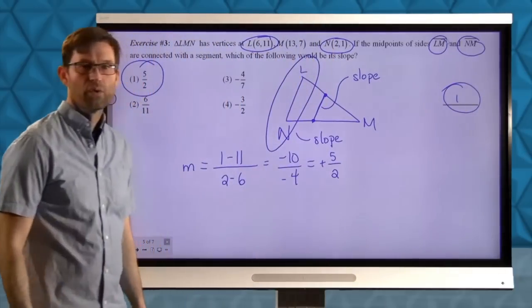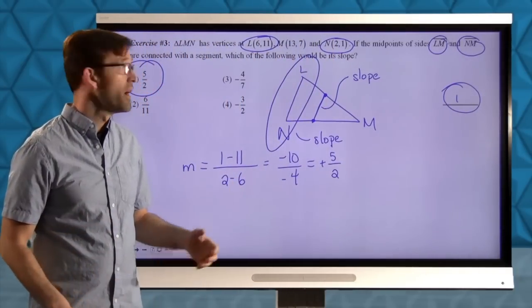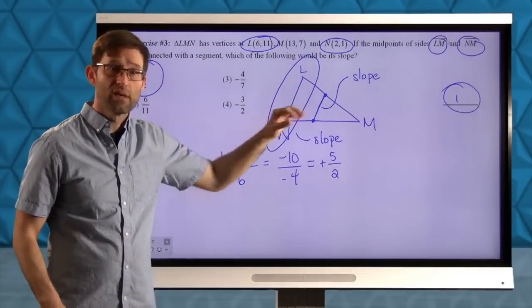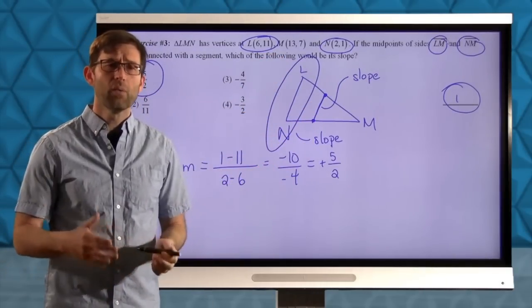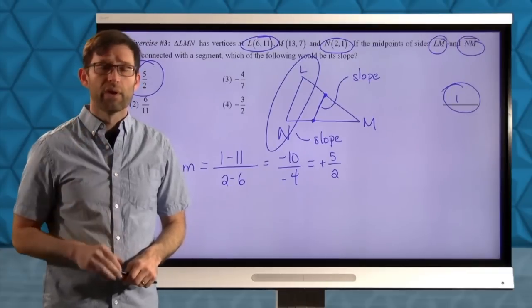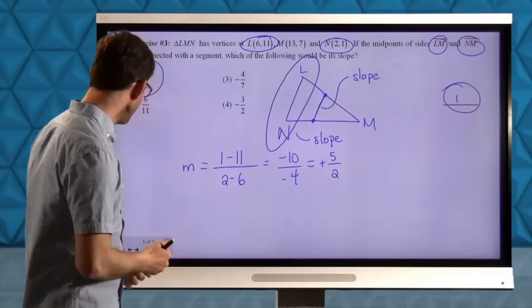Choice 1. And again, what's kind of cool is just like in the first exercise, if we had calculated the two midpoints and then found the slope between them, we would have certainly gotten 5/2. But it would have taken a lot longer and 3 different calculations. All right, let's keep moving.